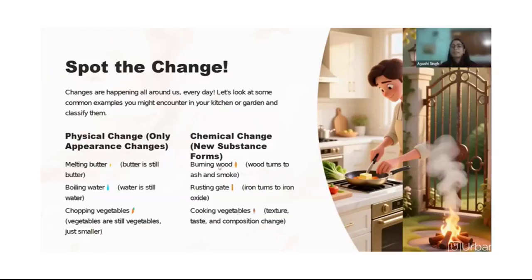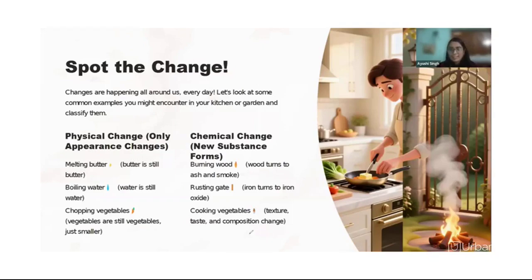And if you look at chemical change, chopping wood would come under physical change, but if you're burning it, then it comes under chemical change because new substances are being formed. Rusting, again, new substances are being formed, so that is a chemical change. Cooking vegetables: once you are cutting them, physical change. Once you are cooking them, then it is a chemical change.